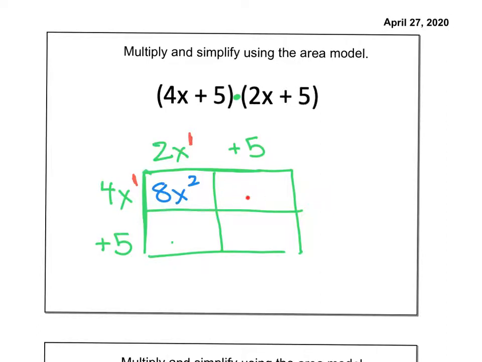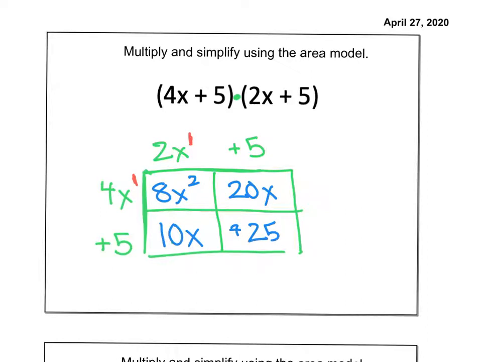To do this second box, on the upper right, we're going to be doing a 4x times 5, and we'll multiply the coefficients. 5 times 4 gives us 20x. If we do the bottom left cell, we're going to multiply 5 times 2x. Well, 5 times 2x is 10x. And then to finish that last cell, we will be doing 5 times 5, which we feel pretty comfortable as a positive 25.